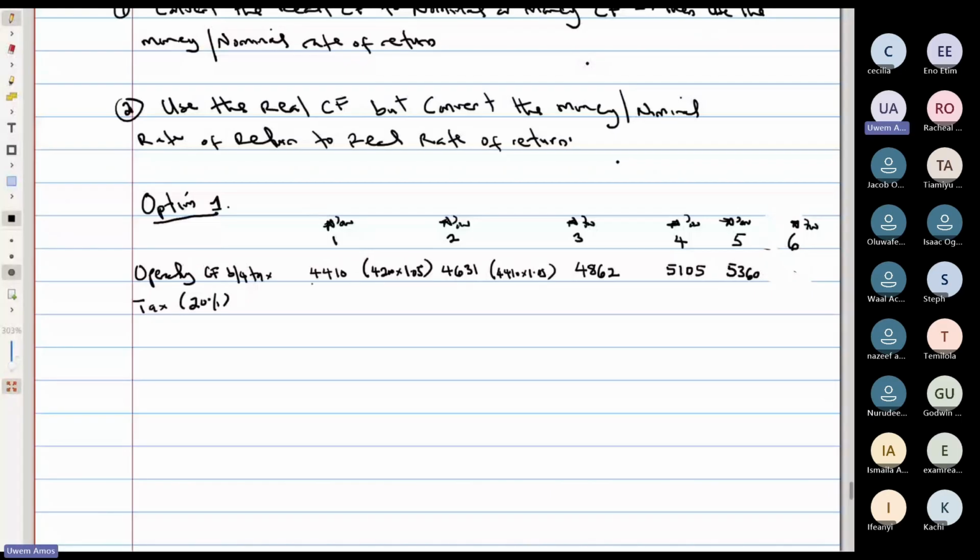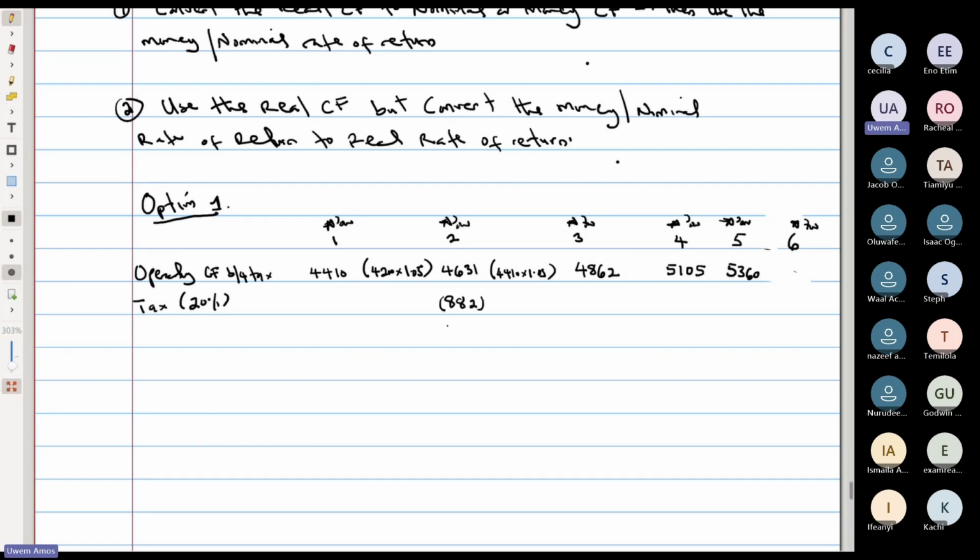Okay, so what is 20% of 4410? Payable 1 year in arrears, meaning it's payable the next year. So what is 20%? 0.2 multiplied by 4410. I have 882, but it's payable 1 year in arrears, which means it's payable the next year. So it's only payable the next year, 1 year in arrears.